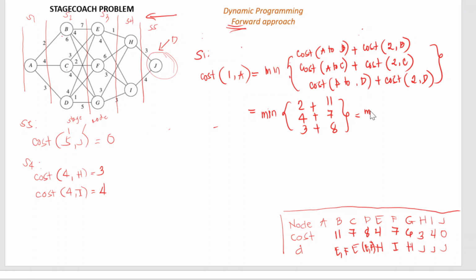So that would be equal to 11, 13, 11. Okay? So therefore, we are at 11. Okay? And it can be either through path C or D. Okay? This is 11. Okay? So therefore, in getting your answers, you can now use this table.